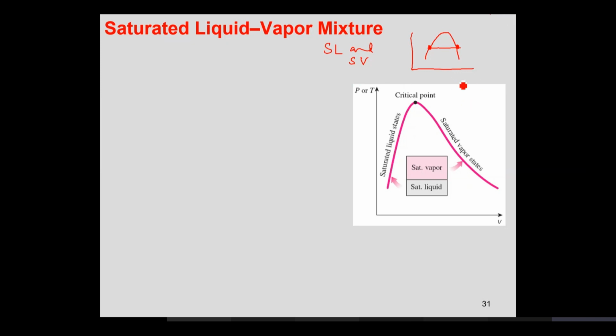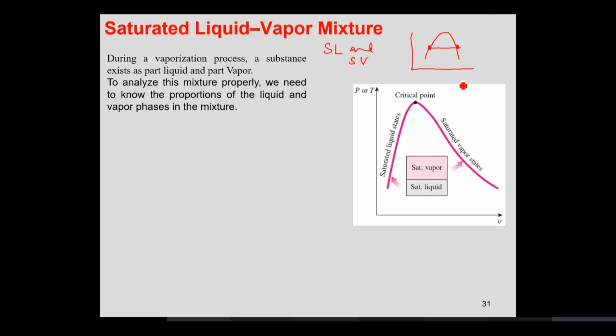In a condition where you have a mixture of saturated liquid and saturated vapor, which happens during the vaporization process, you have to analyze the mixture properly, and for that you need to know the proportions of saturated liquid and saturated vapor phases in the mixture, that is, how much is saturated vapor and how much is saturated liquid. This is information that is required to assess the properties of the mixture.